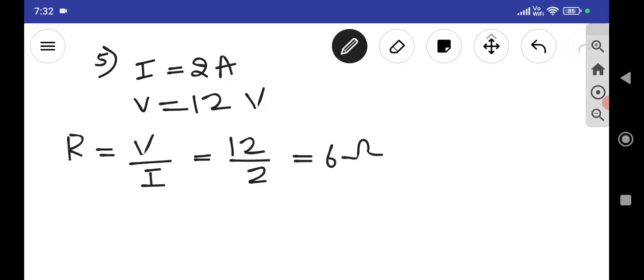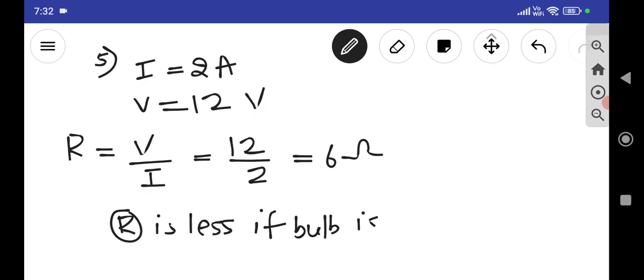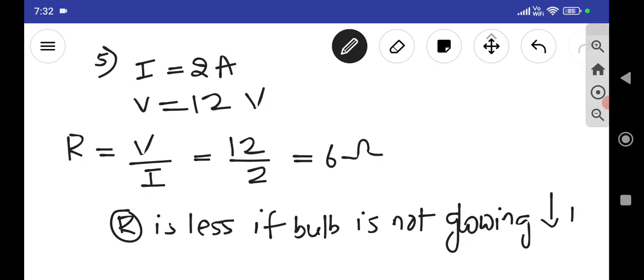Right. And they have also asked, will the resistance be more, same or less when the bulb is not glowing? So definitely the resistance is less if the bulb is not glowing, right? Also there is a decrease in the temperature. So hope you have understood question number 5.